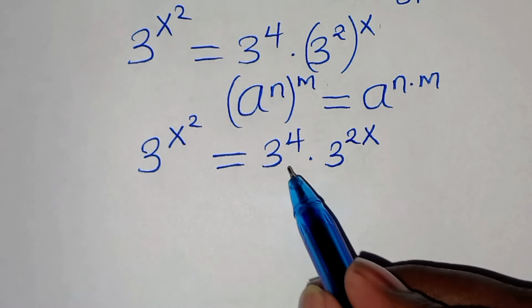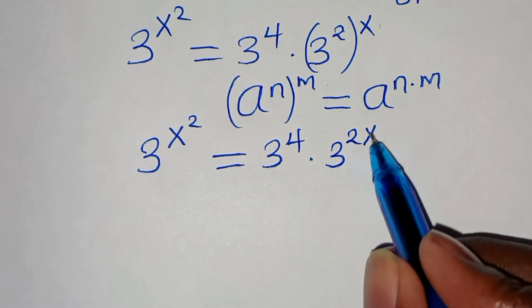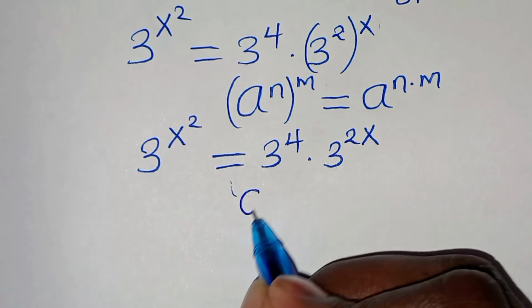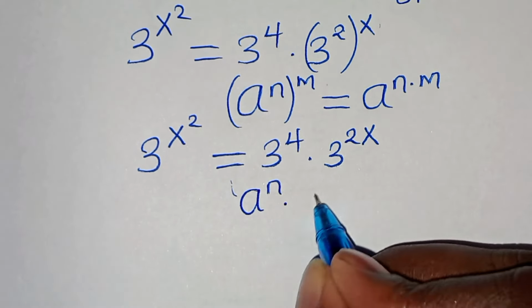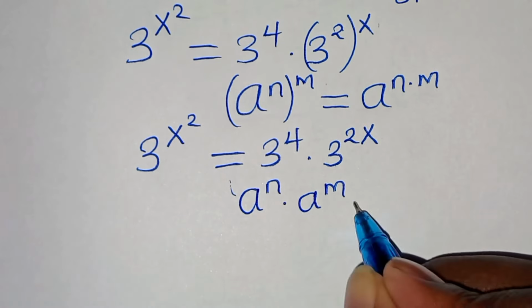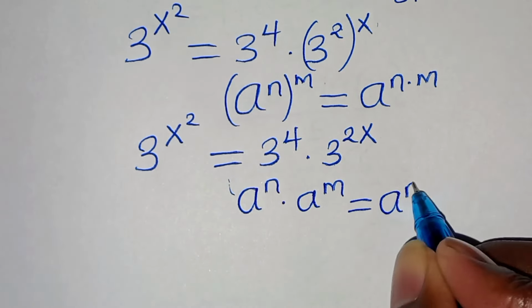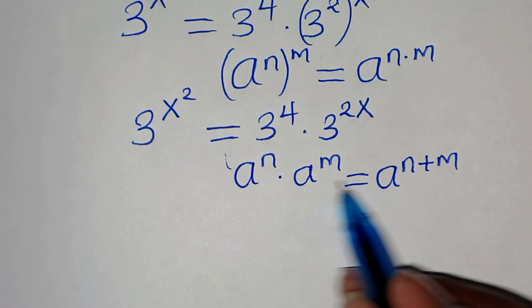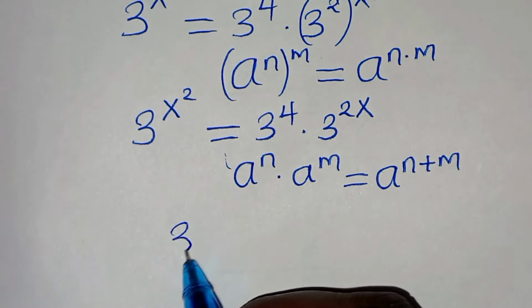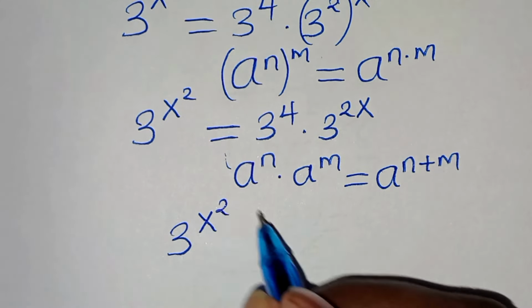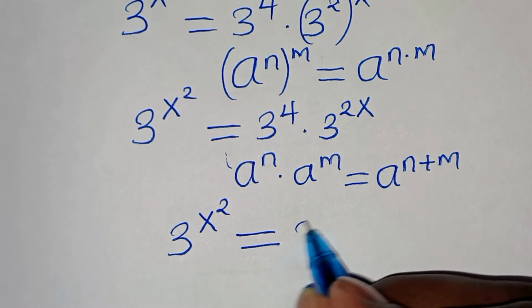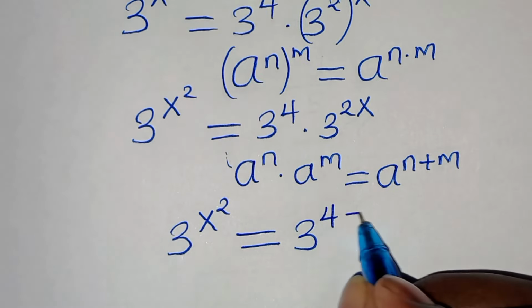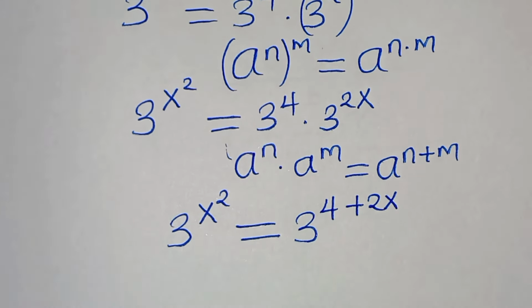Now, we have 3 to the power of 4 times 3 to the power of 2x. This is in the form of a to the power of n times a to the power of m, which we can express as a to the power of n plus m. Applying this exponent property, we have 3 to the power of x squared equal to 3 to the power of 4 plus 2x.